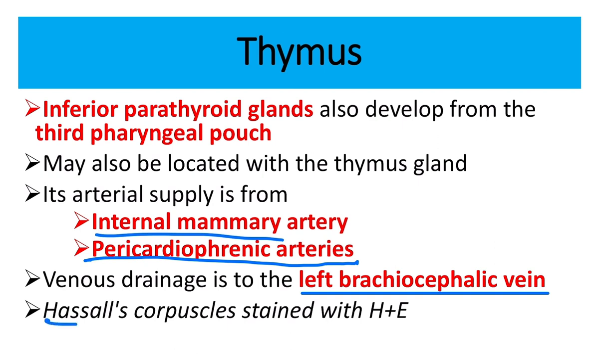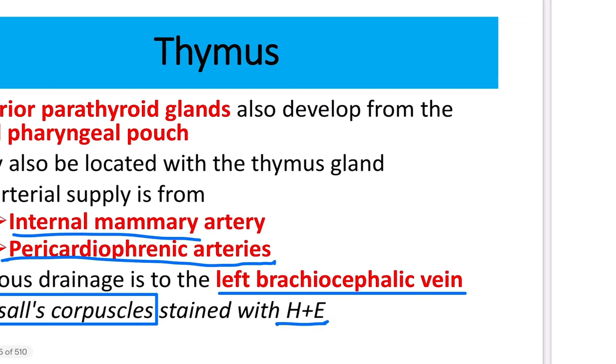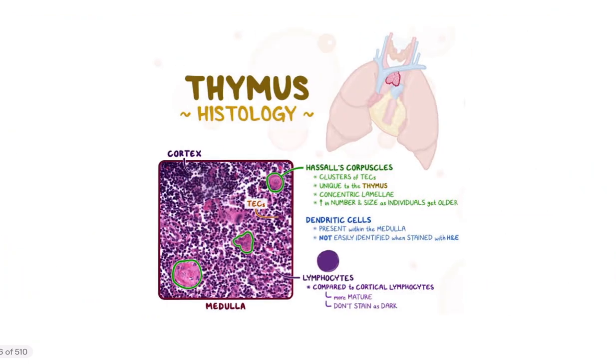This Hassall's corpuscle, the aggregation of epithelial cells within the medulla of the thymus, is usually stained by hematoxylin and eosin. Here is the Hassall's corpuscle. What is it? It is a cluster of thymic epithelial cells, and it is unique to the thymus. That means it is not present anywhere else in the body, only in the thymus. And it has a concentric lamellar pattern. Here we can see this area, the concentric lamellar pattern.